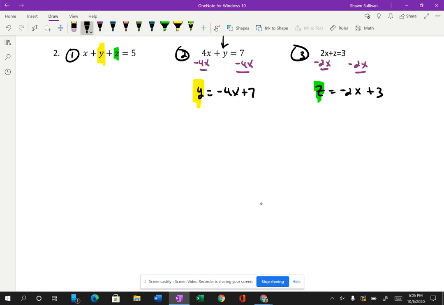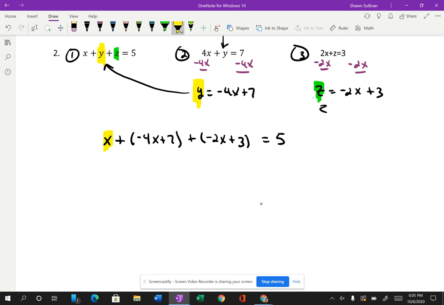So taking equation 1, we have x plus, and we're substituting in this y value, negative 4x plus 7. Let's make that a little bit nicer. And then we're going to substitute in our z value. So that's z is negative 2x plus 3, and that's equal to 5. What that allowed us to do with this substitution, and this is what we were trying to get to, is we have an equation that only has one variable. And so we know how to solve that.